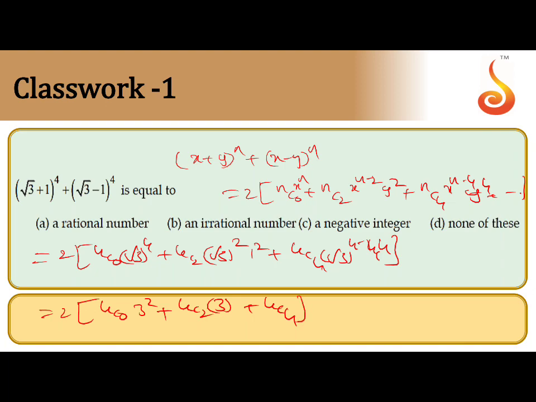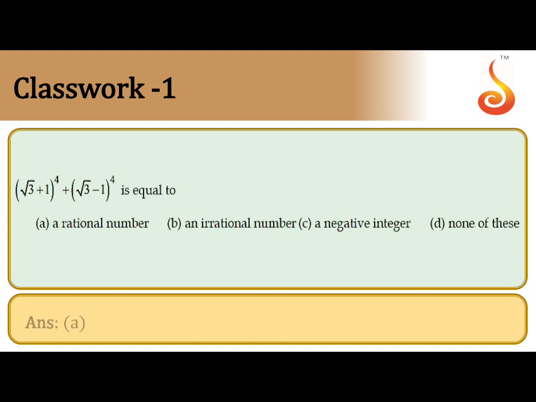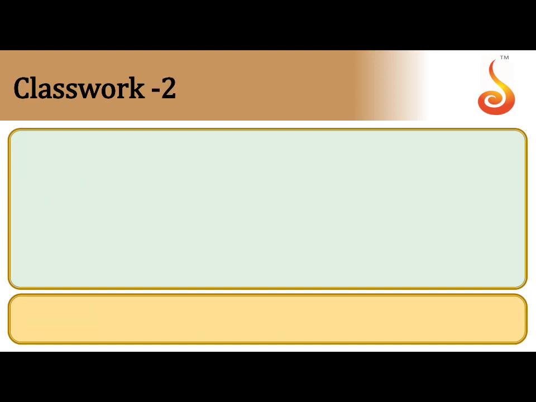Now what are they asking about this value? No need to simplify. Is this the answer, a rational number or irrational number or negative integer or none of these? So here the roots are cancelled. Obviously it is a rational number. If there are roots, it would be an irrational number. But here no roots, so this is a rational number. I hope this is clear. But you have to remember how to expand this. Clear? Next question. Check the answer. Answer is A.